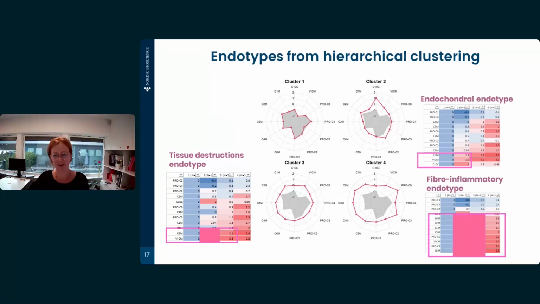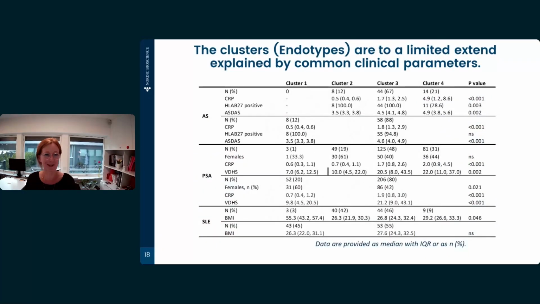So then comes the question, how does that relate to the clinical outcomes? The first thing is that there are not that many big associations. So it's not that we would have been able to identify these endotypes, or these pathological endotypes, by just looking at disease activity scores, because that's not enough. We see some association with CRP across the board.